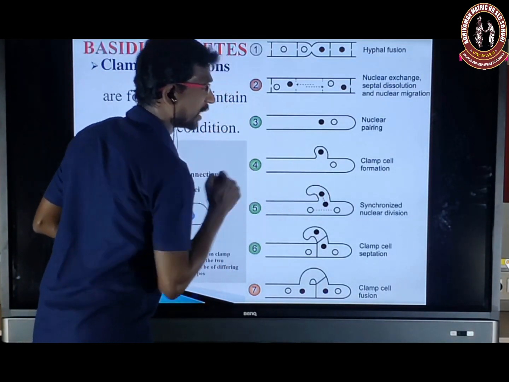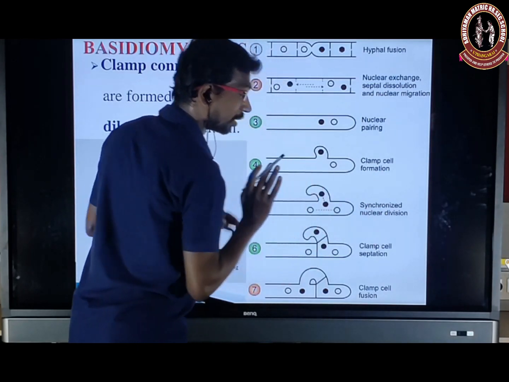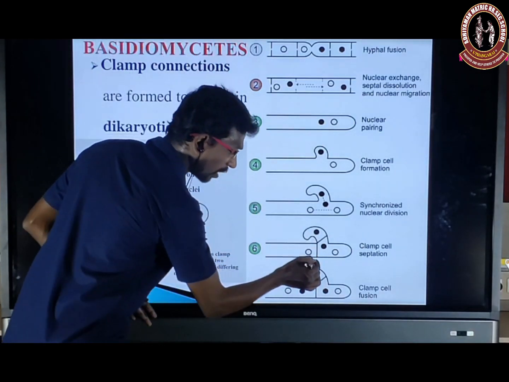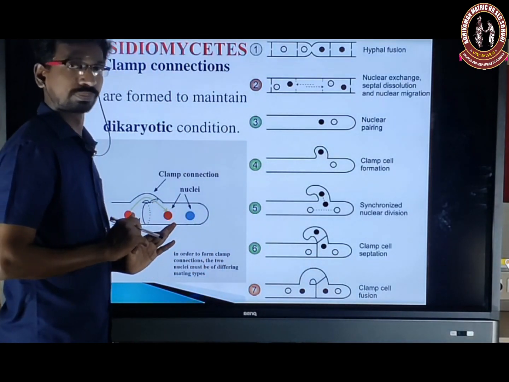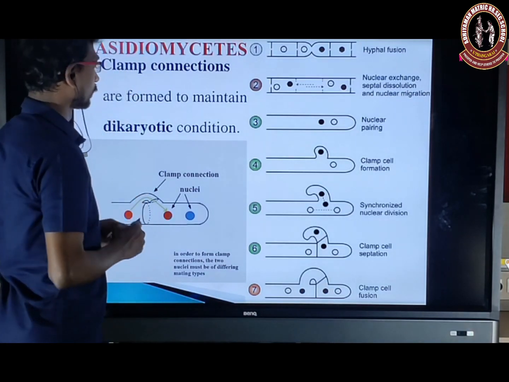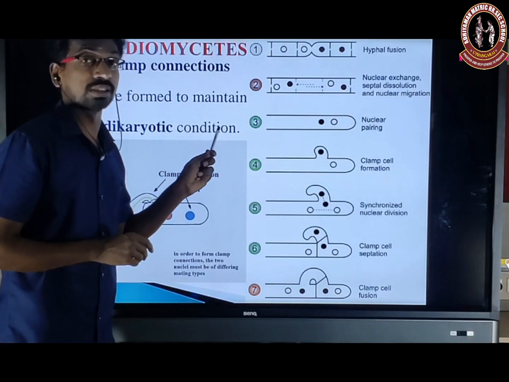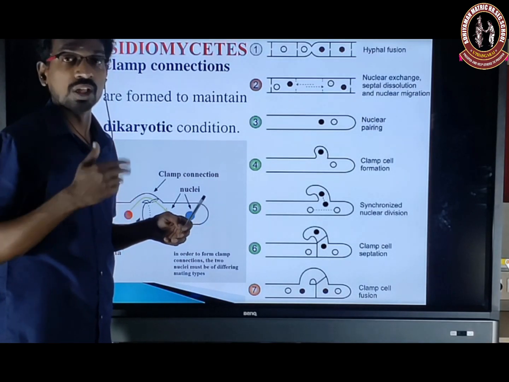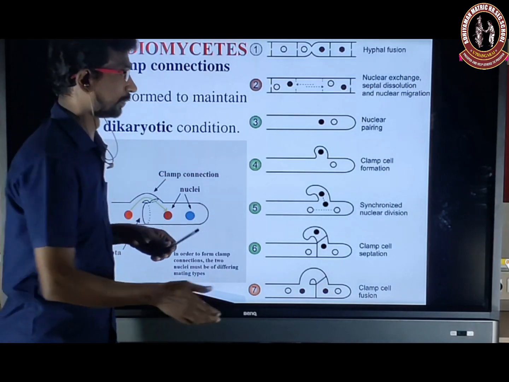And the nuclear migration occurs. That is nuclear migration. Now the nuclear pairing, clamp cell formation, synchronization of the nuclear division, and the clamp cell septation. Septation means the septa formation. And then clamp cell fusion occurs. Later, each cell has the two opposite nuclei. Okay, so the clamp connection is formed to maintain the dikaryotic condition. That is very, very important. It is formed during the formation of secondary mycelium. Secondary mycelium is only visible. It's an aerial part.